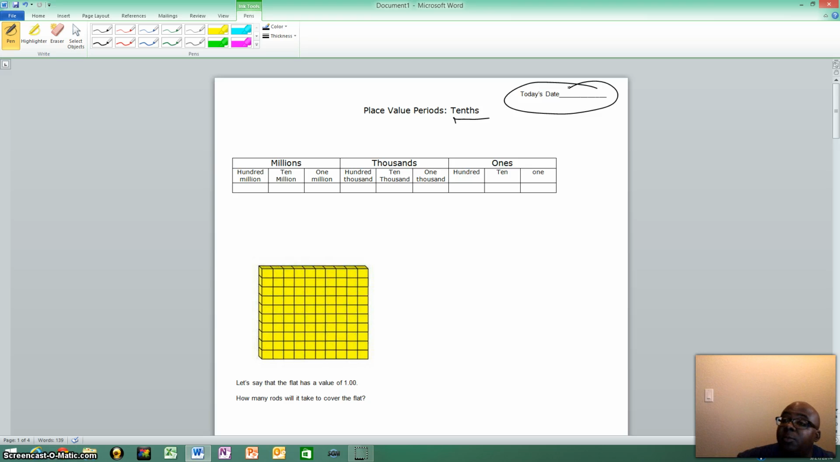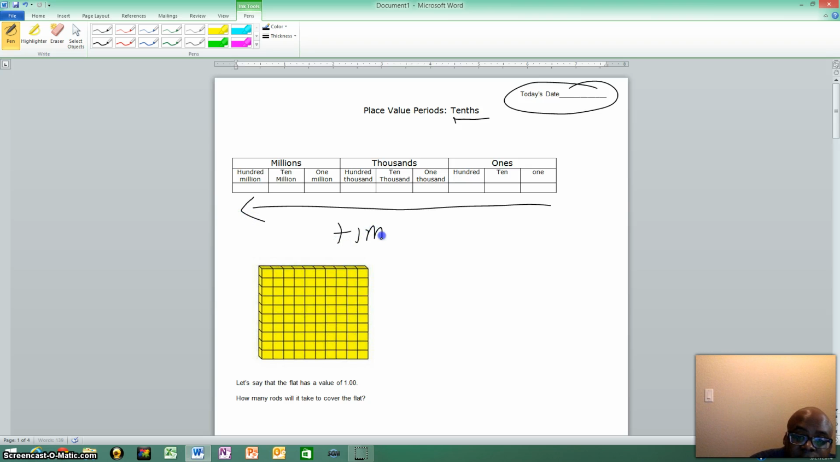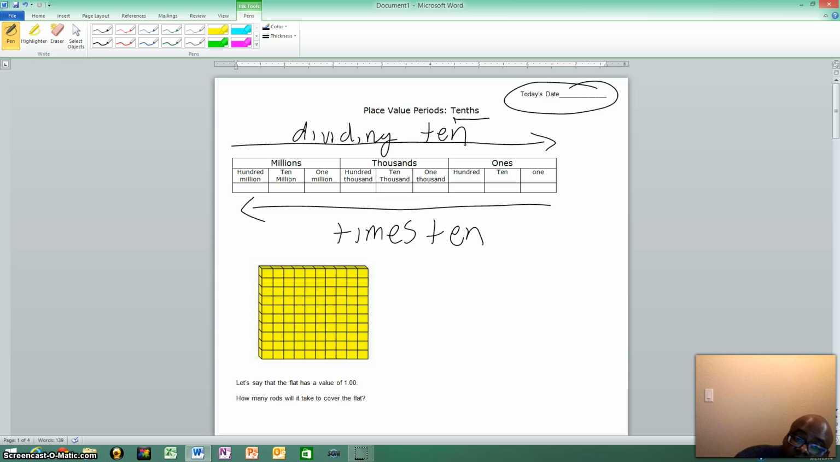Now remember from our lesson on Monday that we've established that if you're going to the left on the place value chart, we're going times 10. Now, if we're going back to the right on the place value chart, we are dividing by 10. So the number gets bigger by 10 going this way, and it gets smaller by a factor of 10 going back this way.